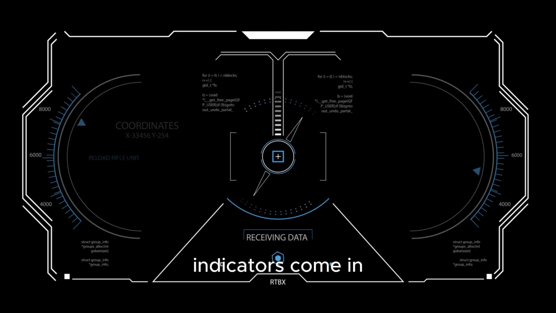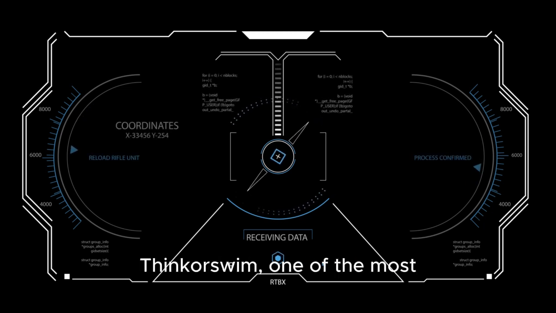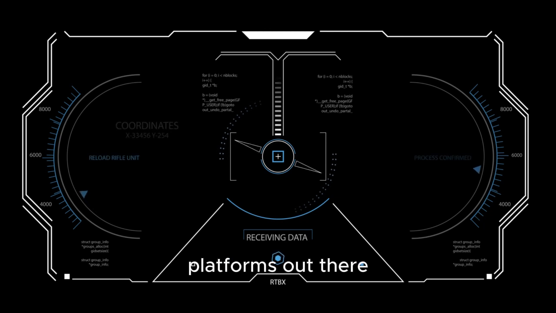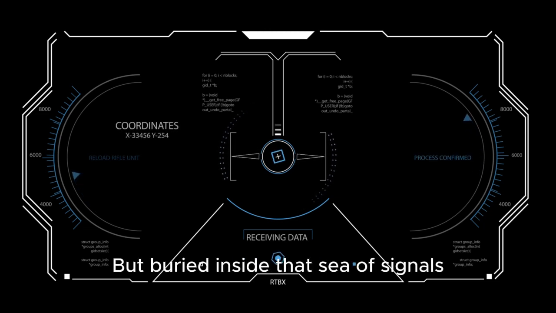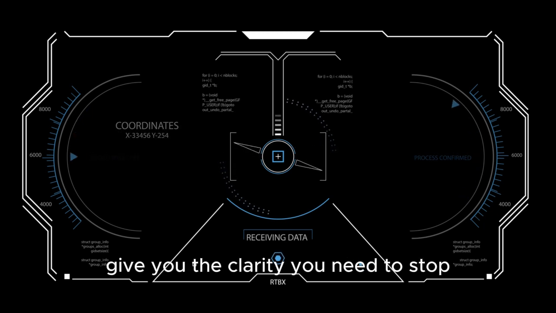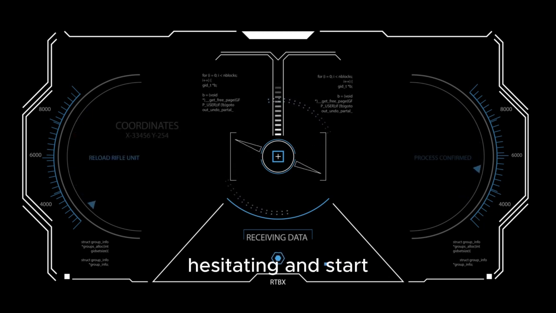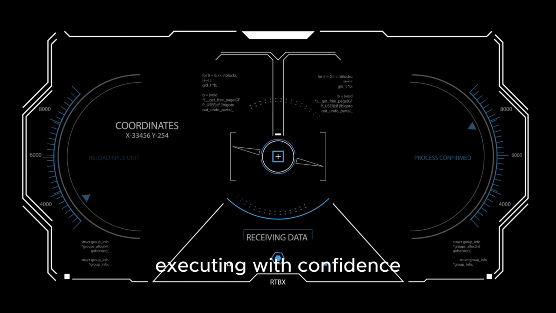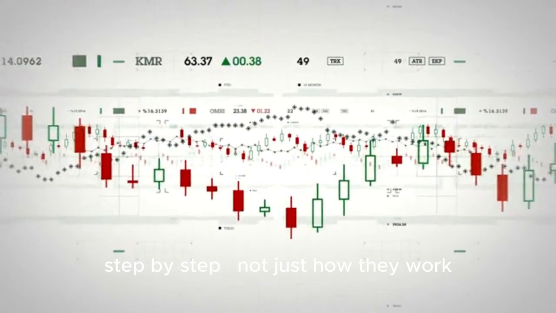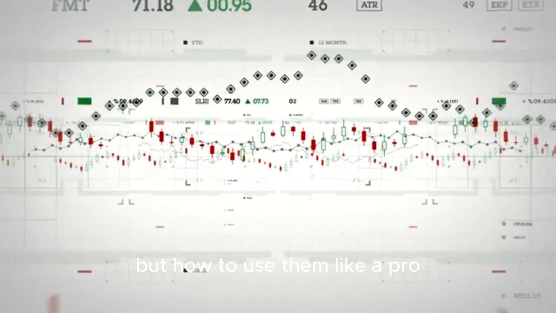That's where the right indicators come in. Thinkorswim, one of the most powerful charting platforms out there, offers hundreds of tools. But buried inside that sea of signals are 3 that, when combined, can give you the clarity you need to stop hesitating and start executing with confidence. Let's break them down, step by step. Not just how they work, but how to use them like a pro.